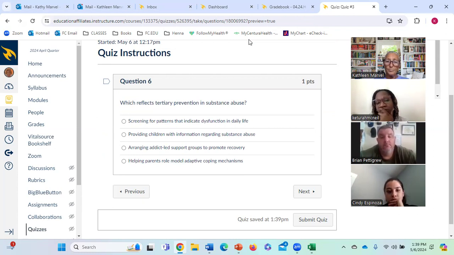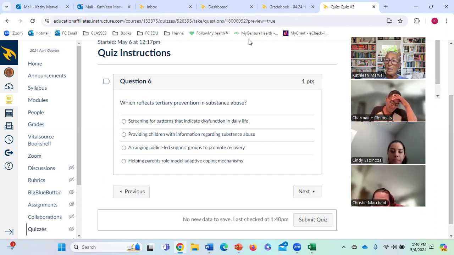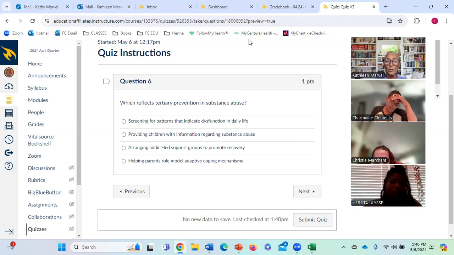What's A? Secondary. Screening. What's B? Would that be secondary? Primary. Nothing's diagnosed yet. We're just providing information, right? Trying to prevent something before it happens. What about D? What's D? Primary. Doesn't say anybody has anything, right? We're just trying to teach parents how to be good role models, right?